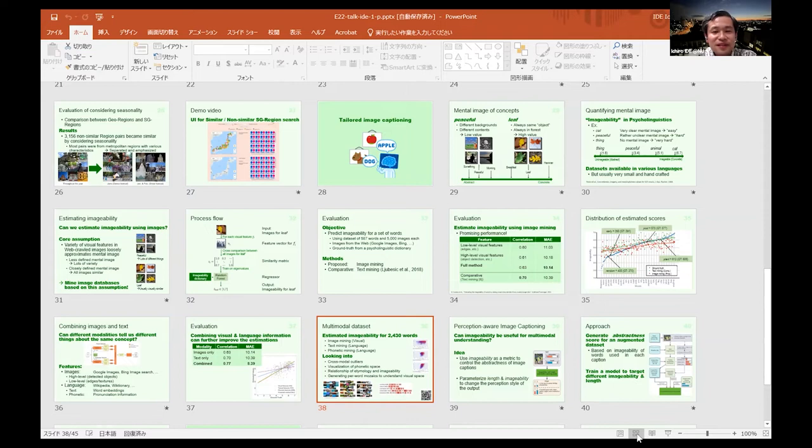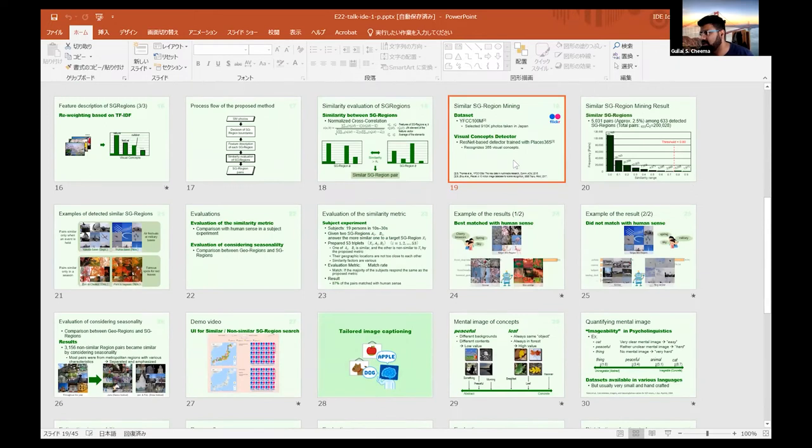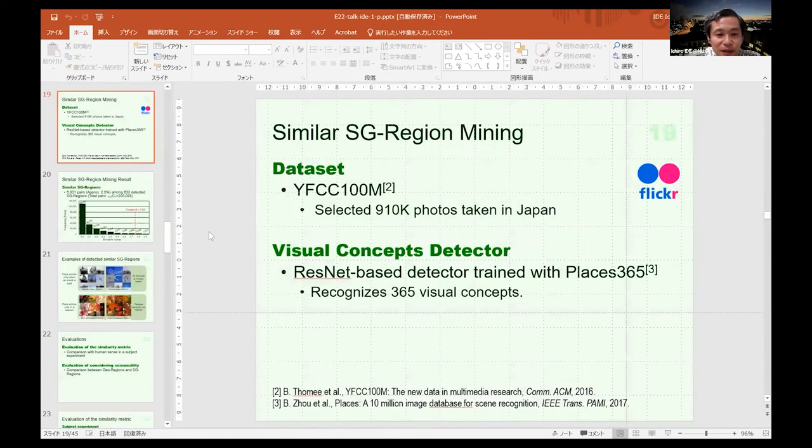Okay. So thank you for an interesting talk. My question is with respect to the first part where you talked about visual concepts. I saw that Places365 was the visual concept, like the 365 scenes. Were there other visual concepts besides those 365 visual concepts? And I might have missed that, but.